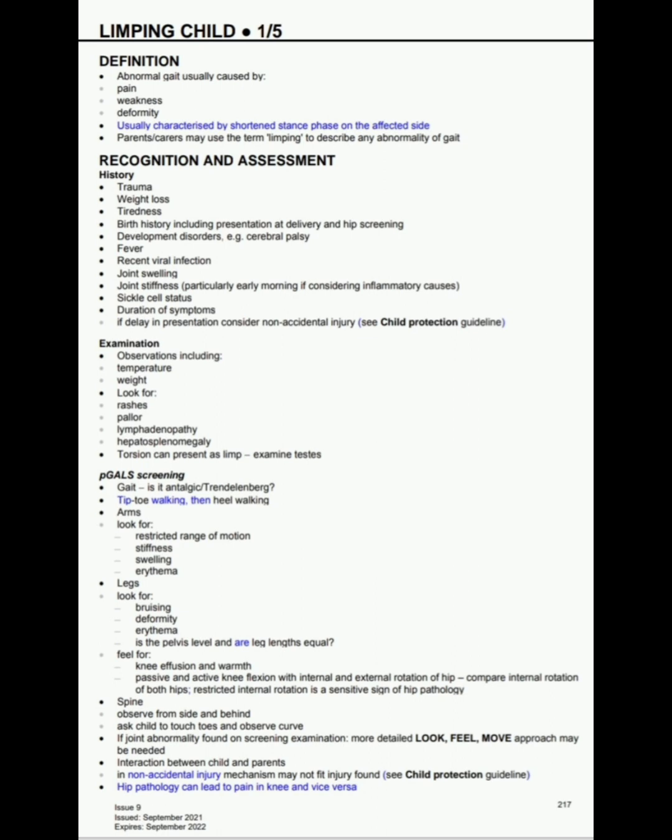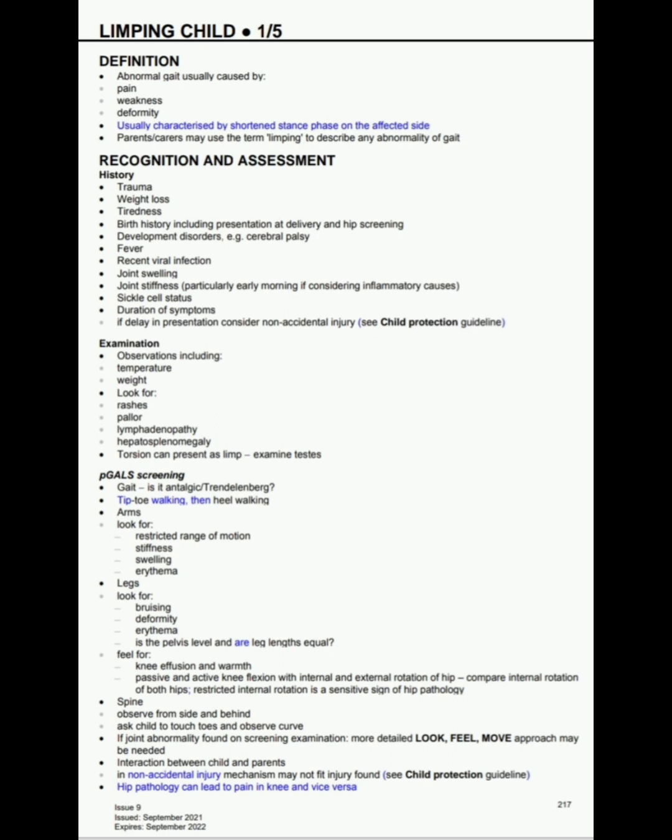First, history. There can be any trauma history, weight loss history, tiredness history, birth history including presentation at delivery and hip screening, development disorders, example cerebral palsy, fever, recent viral infection, joint swelling, joint stiffness, particularly early morning if considering inflammatory causes, sickle cell status, duration of the symptoms, and if delay in presentation, consider non-accidental injury.